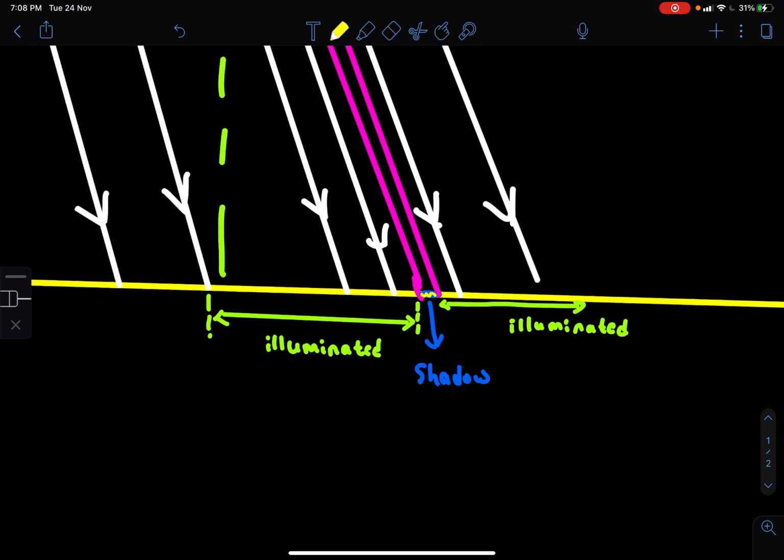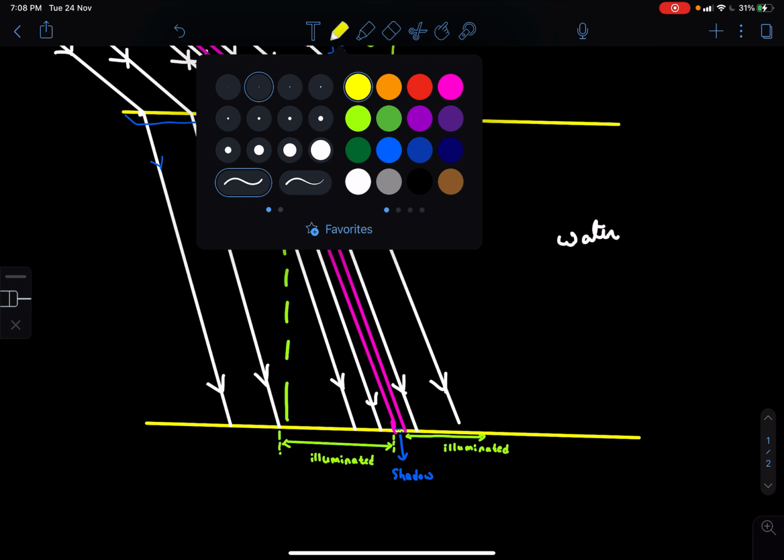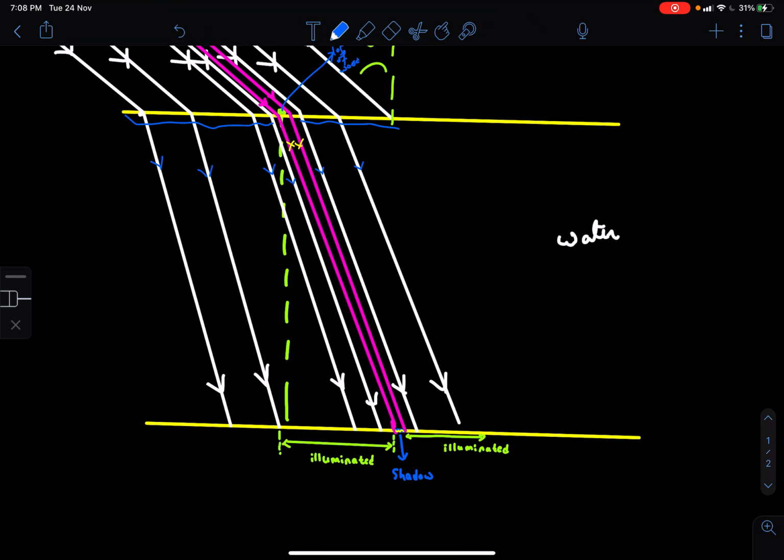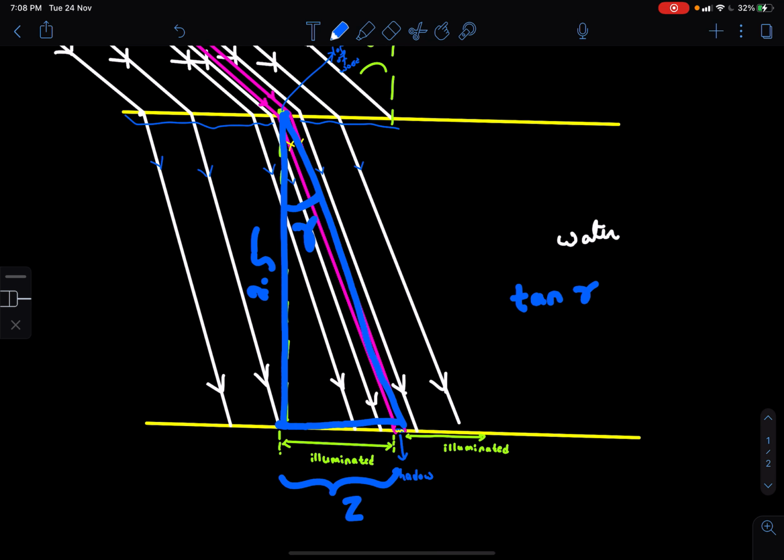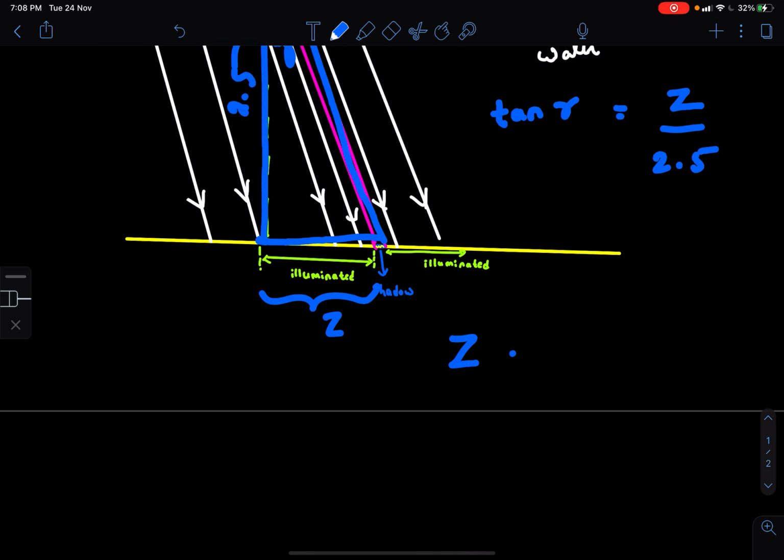So where is the shadow forming? For that it is a very simple thing. Actually what we need to consider is a triangle. So what triangle? I will tell you. This triangle here: this length is 2.5, and this is the angle of refraction r. Let's say the shadow is formed at a distance z, and so from trigonometry, tan r is equal to perpendicular by base. So where the shadow is being formed is z equals 2.5 tan r. So for different values of r, the shadow is formed at different points.